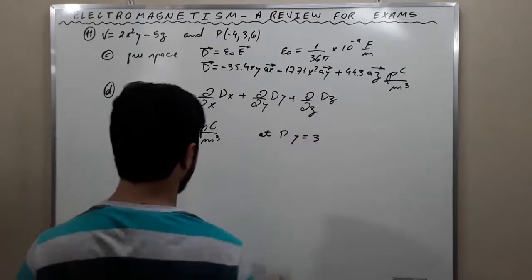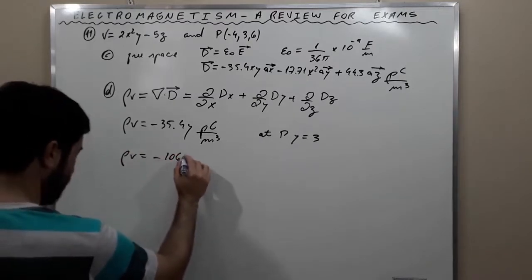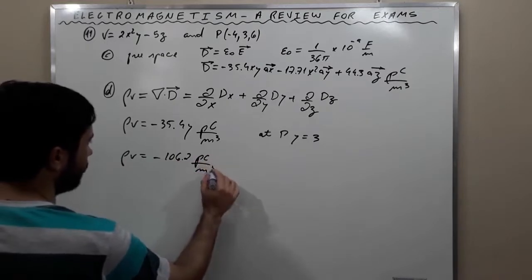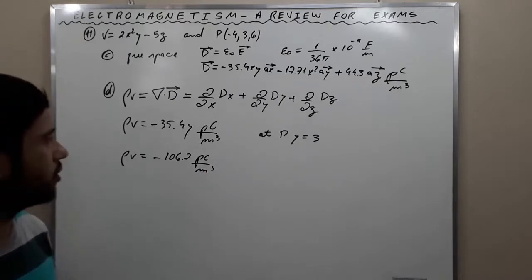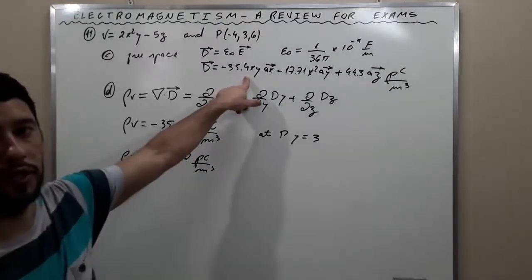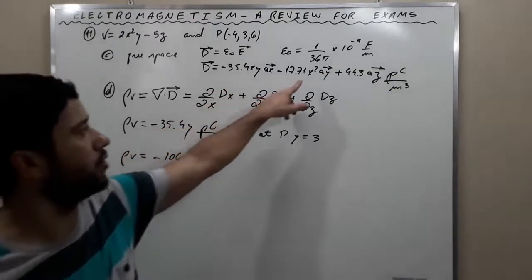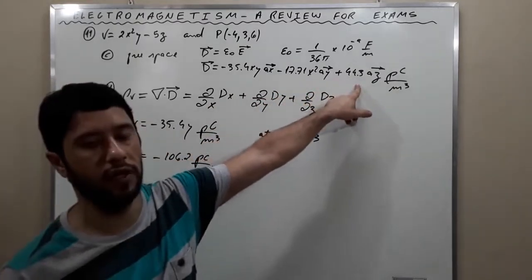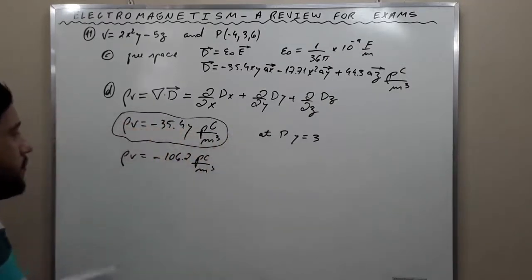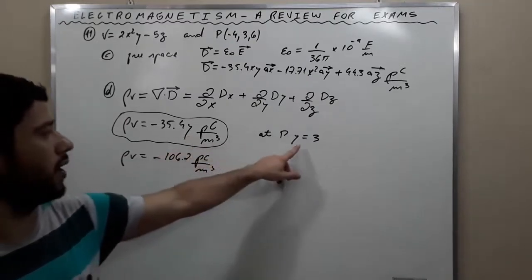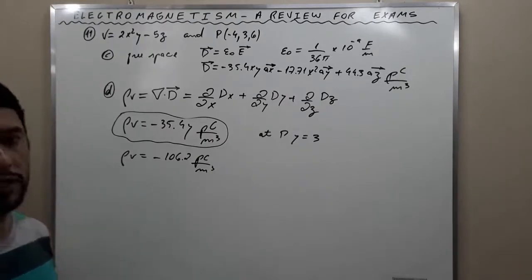At P, y is equal to 3, and then the volume density of charge is equal to negative 106.2 picocoulombs per meter cubed. All right, is everything okay? Did you understand everything? If we differentiate this in x, we get this. If we differentiate this in y, it is 0. If we differentiate this in z, it is 0. Then we are left only with this term here, for y. And at P, y is equal to 0, that's why we find this value here. Okay, this is all for exercise 11.